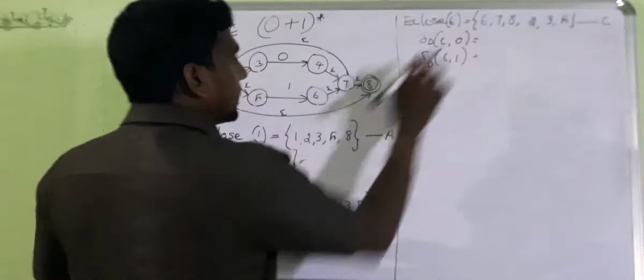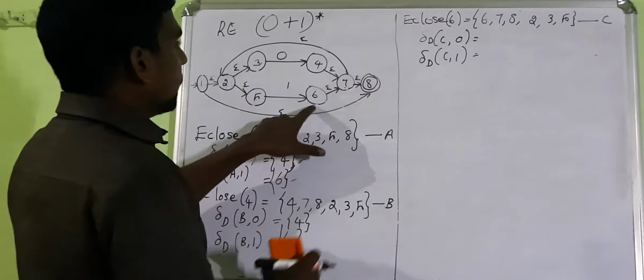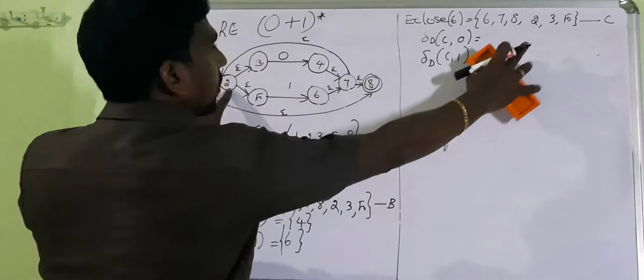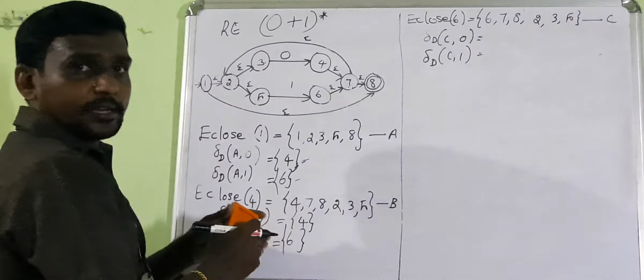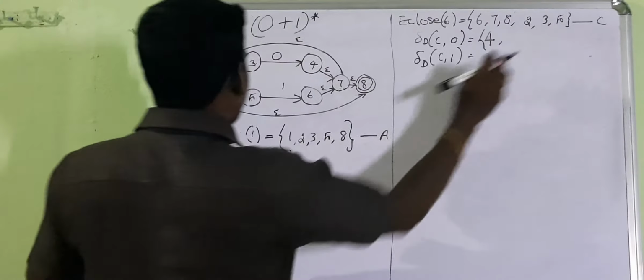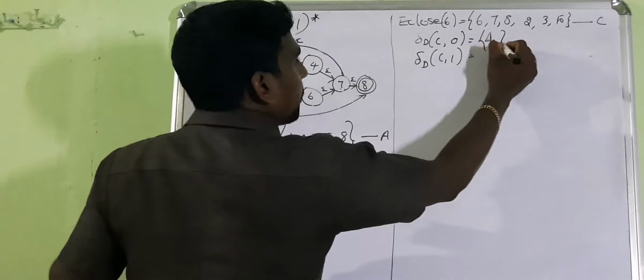What is C? 6. 6 comma 0 is there? No. 7 comma 0 is there? No. 8 comma 0 is there? No. 2 comma 0 is there? No. 3 comma 0 is there? Yes. What is that? 4. So it is 4. And 5 comma 0 is there? No. Okay, only 4.